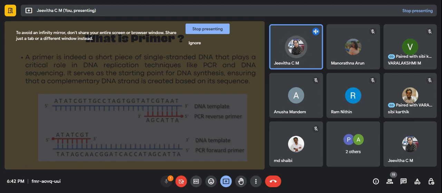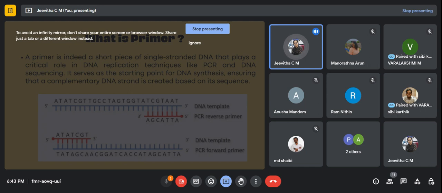DNA template means the gene of interest which I have to amplify. In these cases, we will be designing the two primers, one which will act as a reverse primer and one which will act as a forward primer. And the other thing is, the primers we are designing always go in the direction 5 prime to 3 prime, because the synthesis begins at the 3 prime end of the primer strand. This will be the common thing, and I'll be explaining it in the demo session also, about the direction.